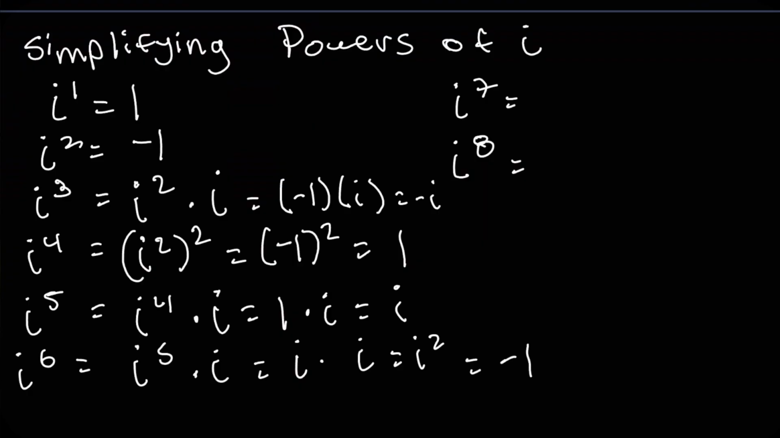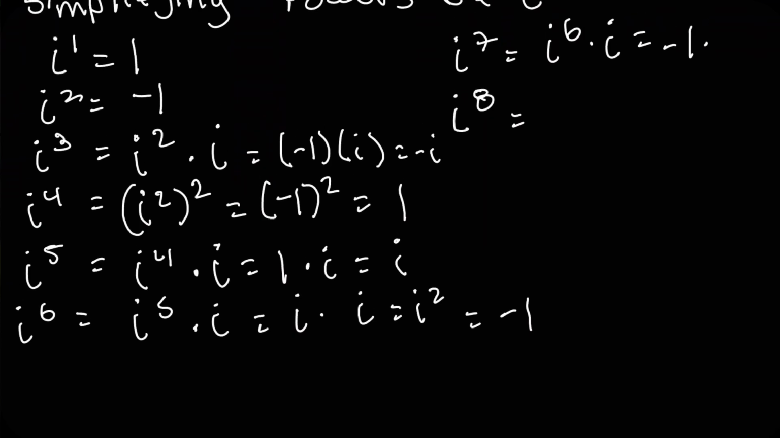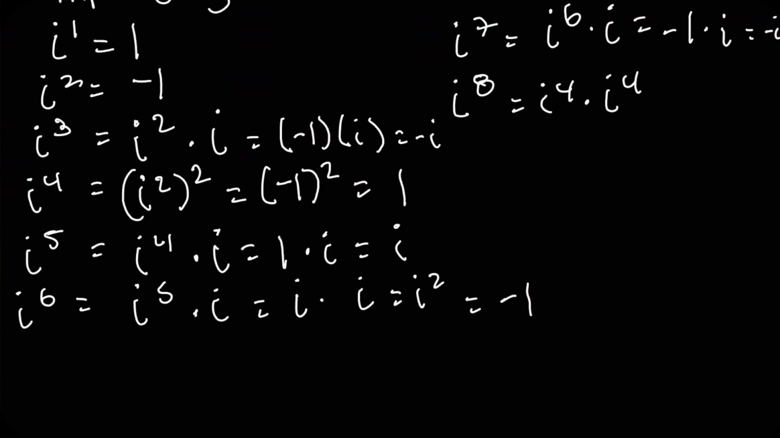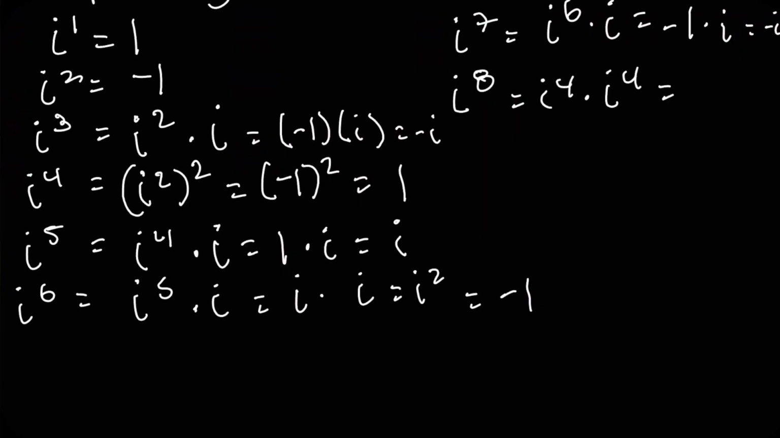All right, and then 7 and 8, we can go ahead and do those as well. So this will be i to the sixth times i, and if i to the sixth was negative 1, we have negative 1 times i. So this will just give us negative i. And last but not least, we'll do i to the eighth. Let's just say, for example, i to the fourth times i to the fourth. You could also do i to the seventh if you wanted to simplify it. But for our case, let's just say i to the fourth, which was 1. So 1 times 1, or just 1.